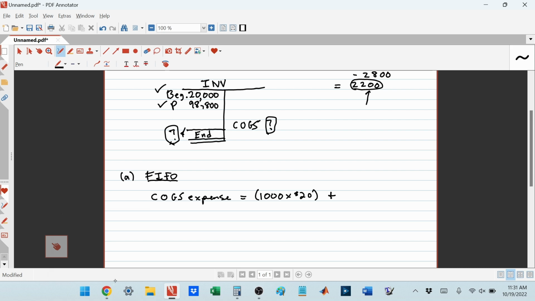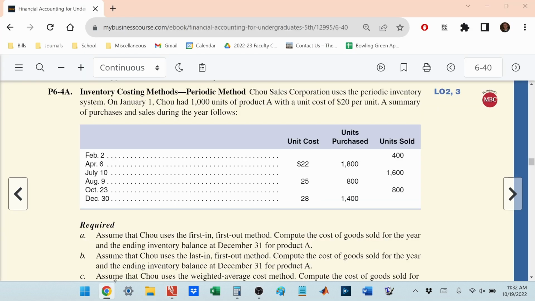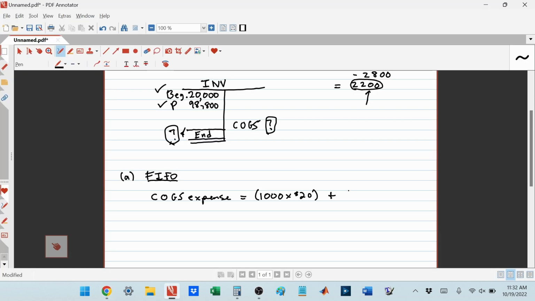All right. We also sold 1,800 more units. And we're going to assume those came from the next oldest purchases, April 6th. So the next ones we sold during the year were the ones on April 6th, because it's a first in, first out assumption. So we sold these 1,800 units, and each of those cost us $22.